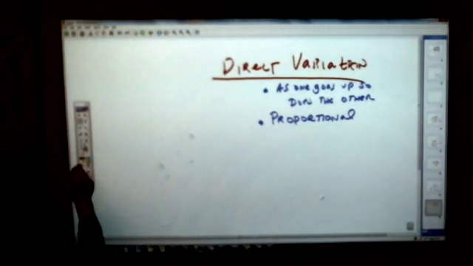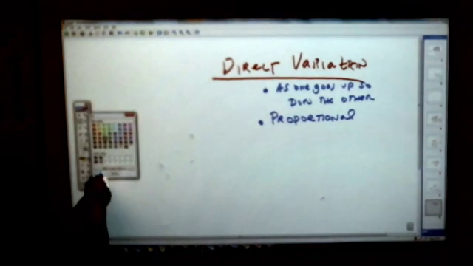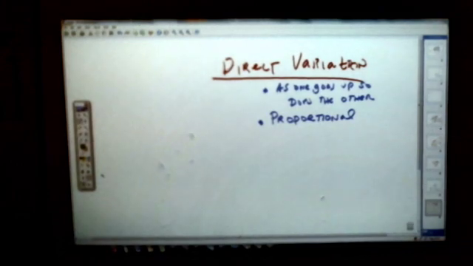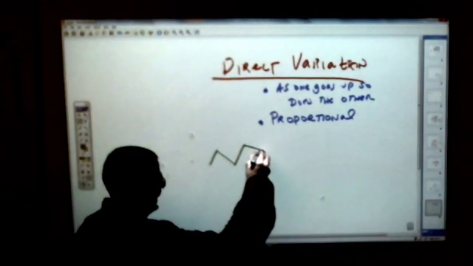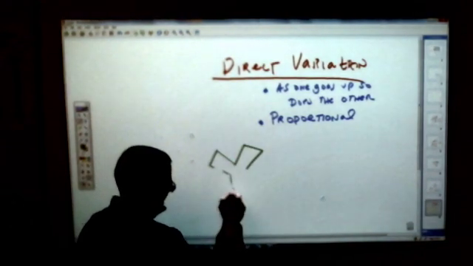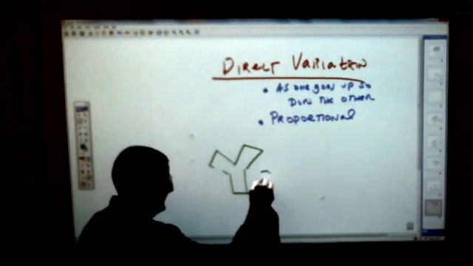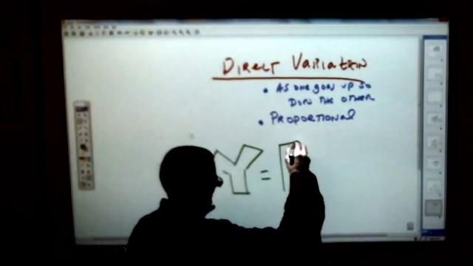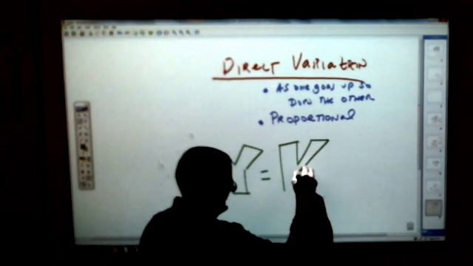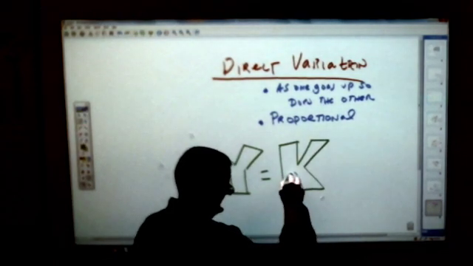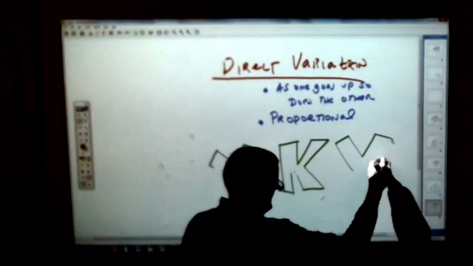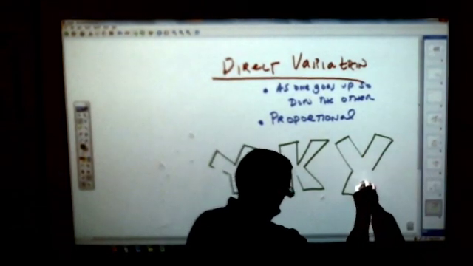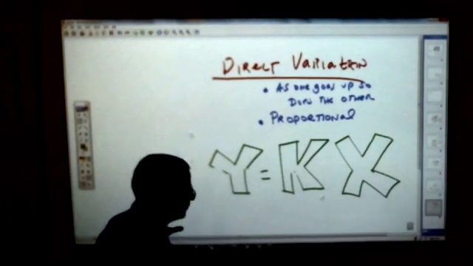There is what's called the equation, or what's it called here? The direct variation equation. Write this in big letters because this will come up multiple times in your life. Y equals K X. Emphasize this because this is the direct variation equation.